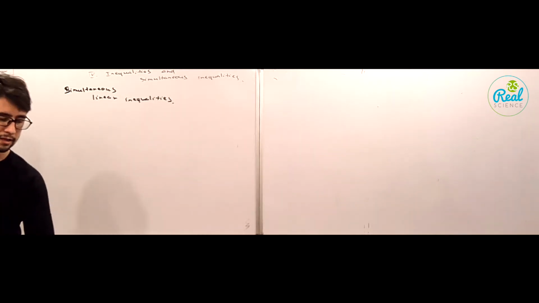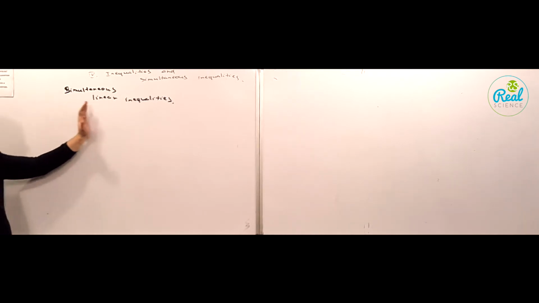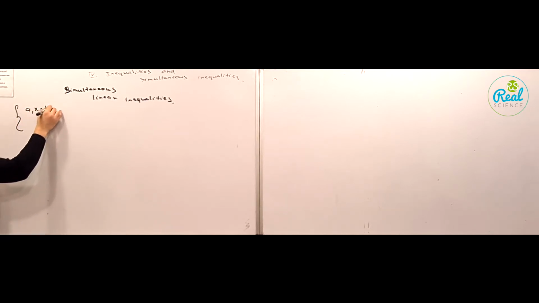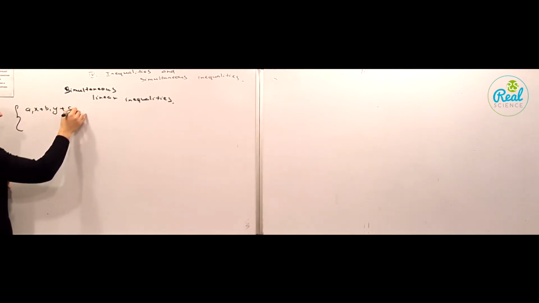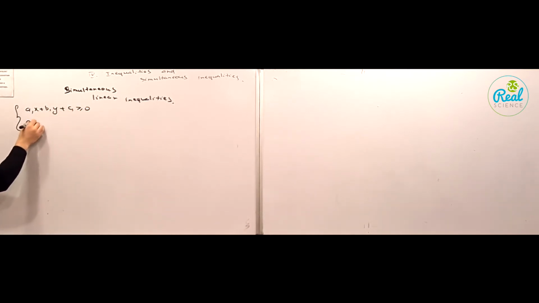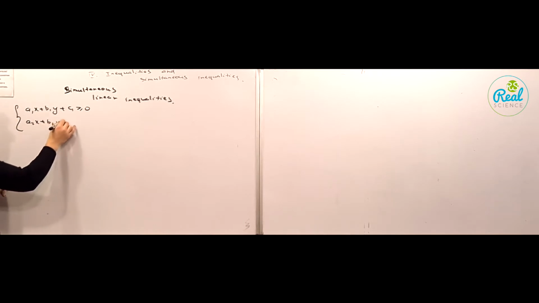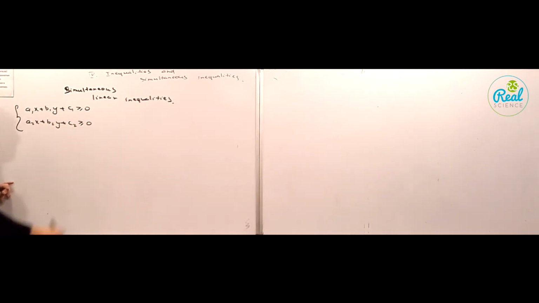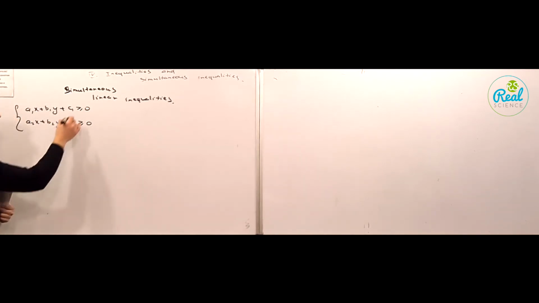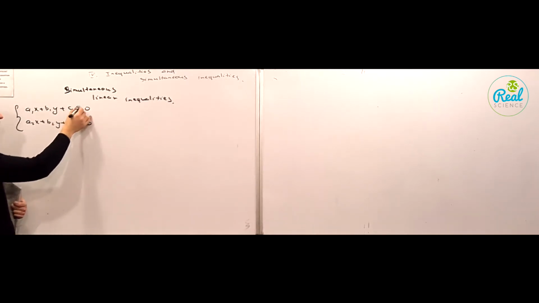So, the general form for simultaneous linear inequalities is a1x plus b1y plus c1 greater than or equal to 0, a2x plus b2y plus c2 greater than or equal to 0. They are given in that format. In equations, you had equality signs. Do you remember? Here we have inequality signs, okay?